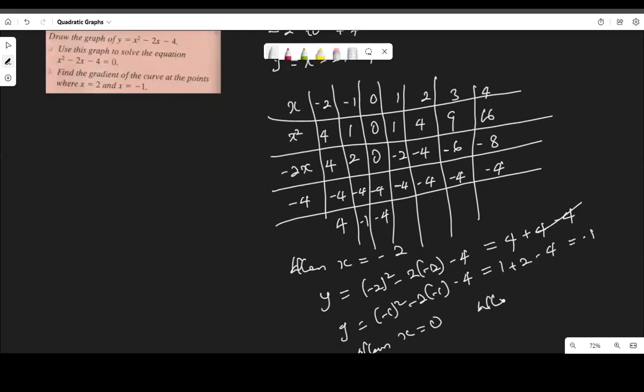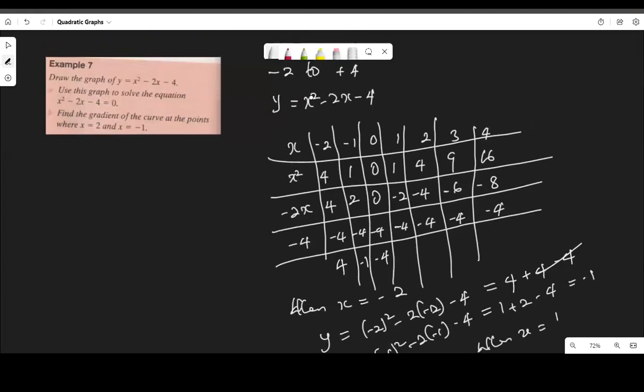When x is equal to 1, that will be 1 minus 2 minus 4, which is 1 minus 6, which is -5. When x is equal to 2, y will be 2 squared, which is 4. I'm putting it right here. Minus 2 times 2 again, 4. Then minus 4. 4 minus 4 gone. Then I'm left with only -4.